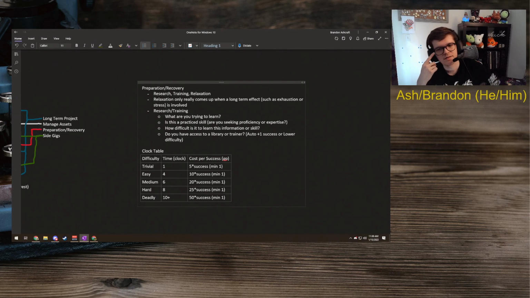So, for instance, let's say you're in a library specifically for demons. That may take a deadly amount of information to a hard in terms of the difficulty. So now you're only looking at 8 successes instead of 10 to actually learn everything you need to learn.